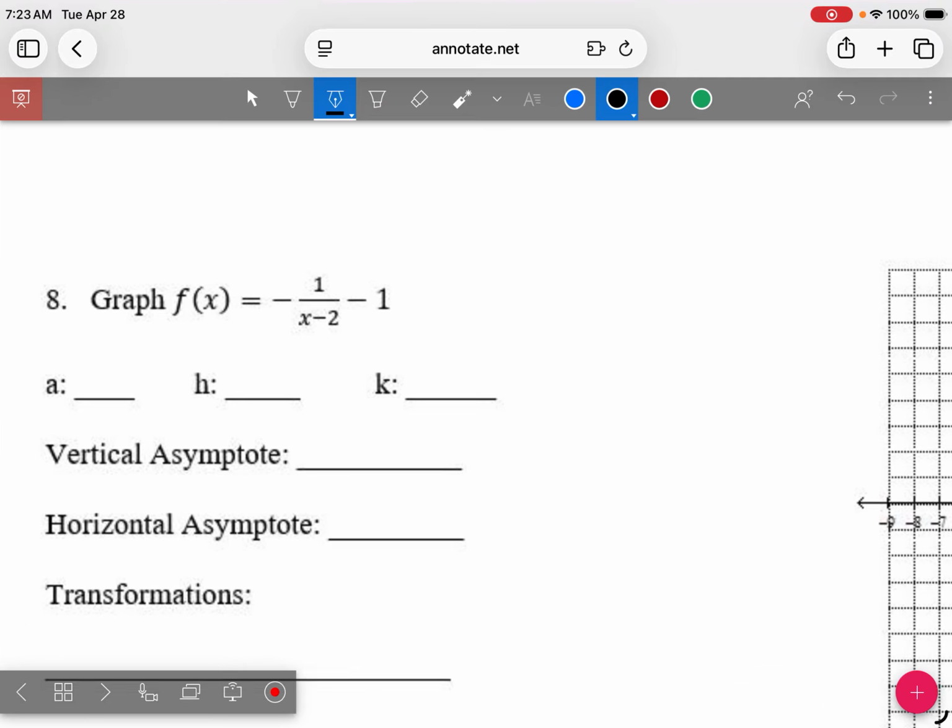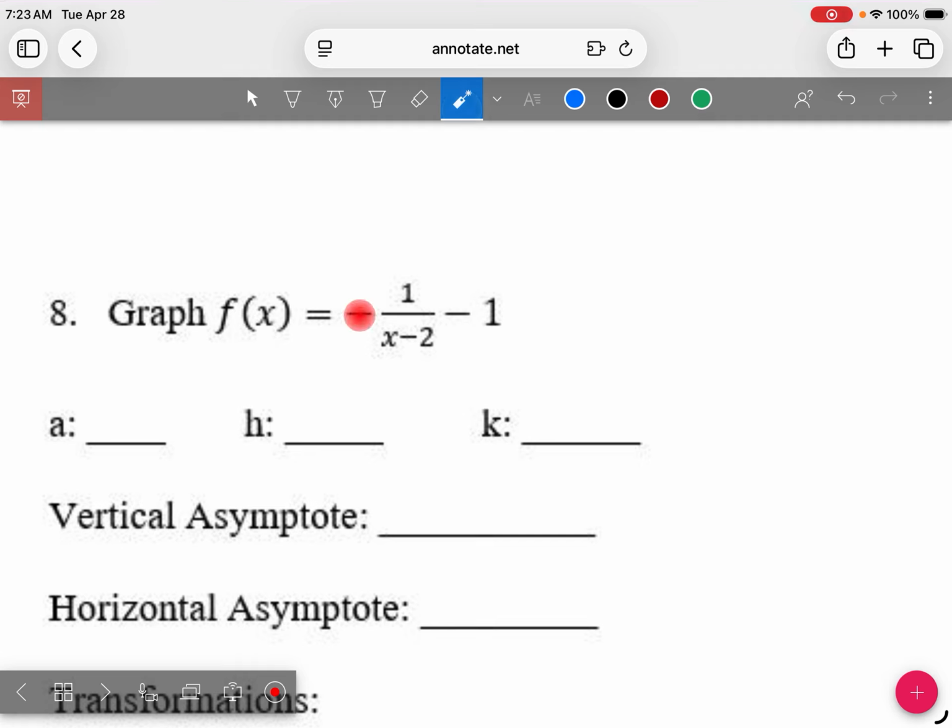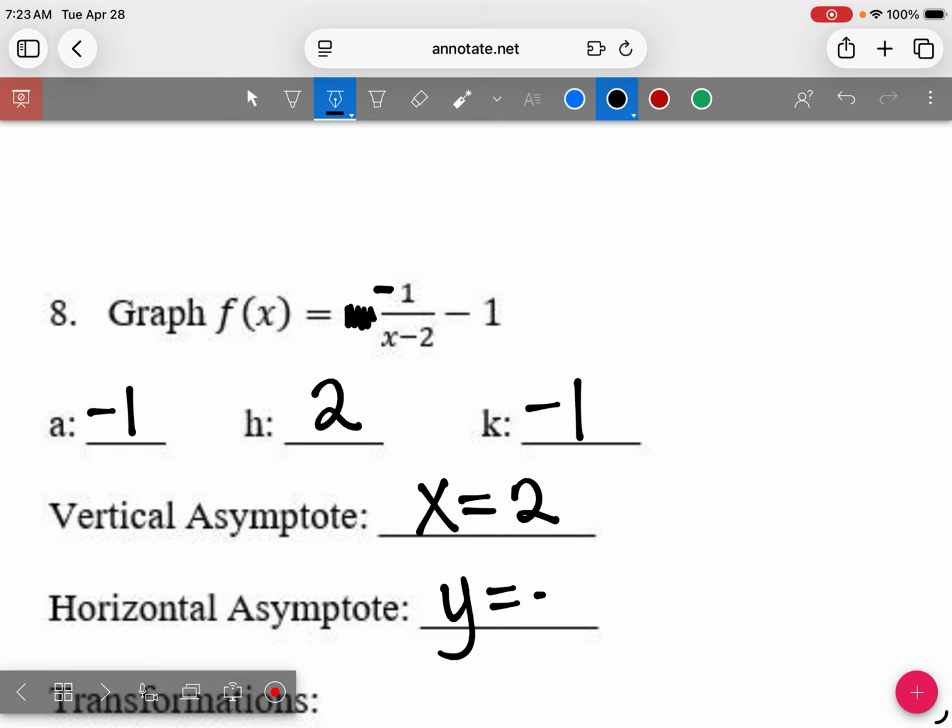Okay, so notice that this graph has a little minus sign in front. That minus sign gets moved upstairs, okay? That means A is negative. So if you see a negative sign in front of the fraction, that means A is negative. So A is -1, H is +2, K is -1. Your vertical asymptote would be at x equals 2. Your horizontal one is at y equals -1.